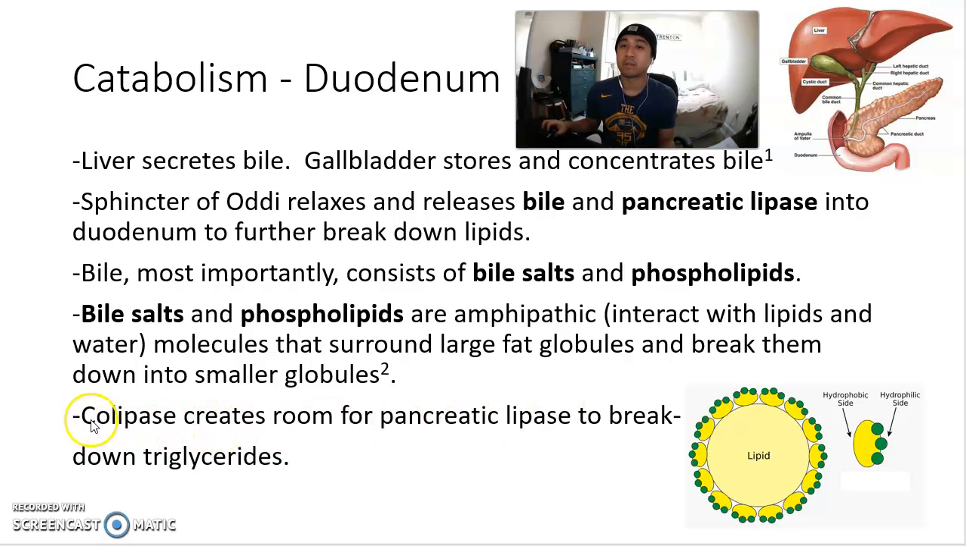And we actually have something called colipase, which is a protein attached to the outer layer, because pancreatic lipase actually has a hard time getting into the lipid. It'll attach to colipase, which will assist in the breakdown of those triglycerides.